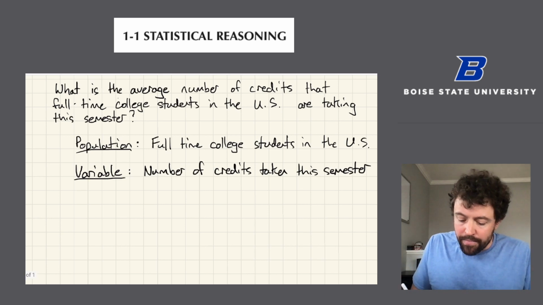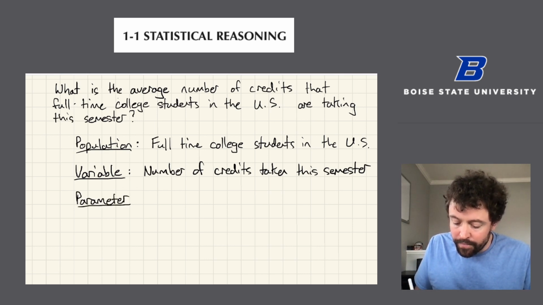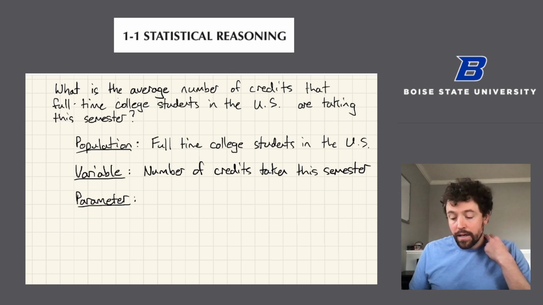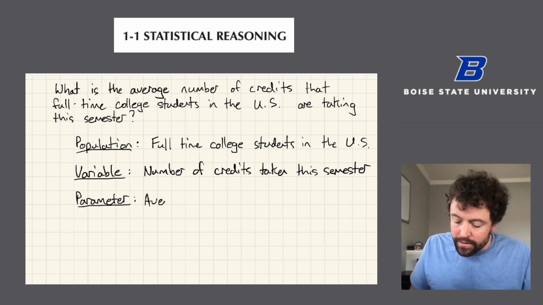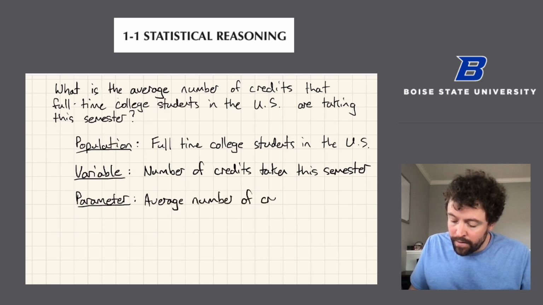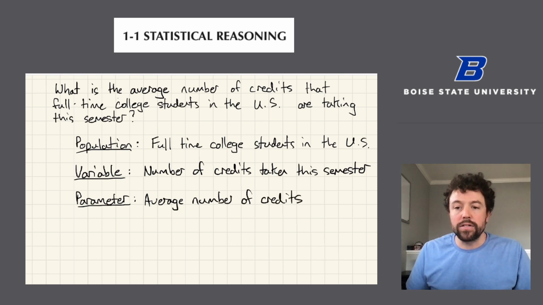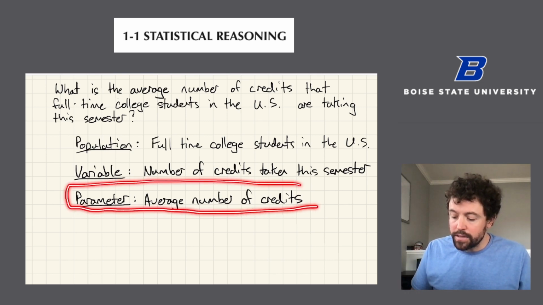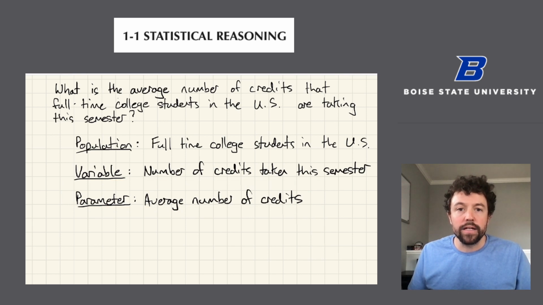And so we summarize them using what's known as a parameter. A parameter is something that summarizes a variable for the whole population. And in this case, our parameter is the average number of credits. We take these millions of full-time college students in the US. They each have a number of credits they're taking this semester. We take the average that outputs a single number. This is what we're interested in. Our question is about this parameter. What is the average number of credits that full-time college students in the US are taking this semester?